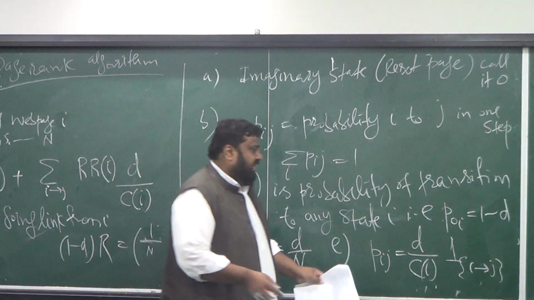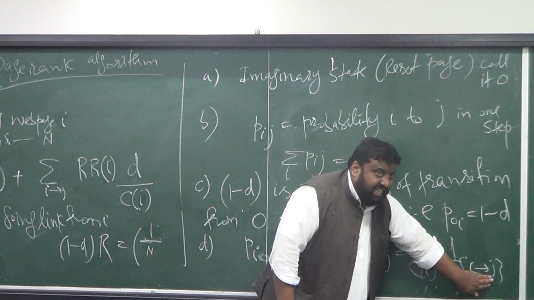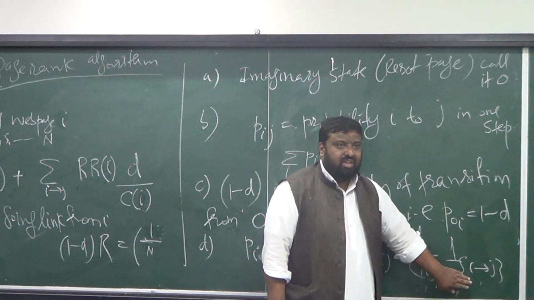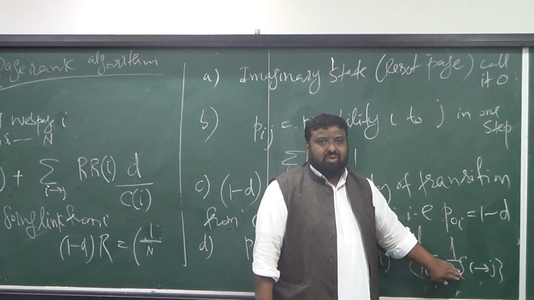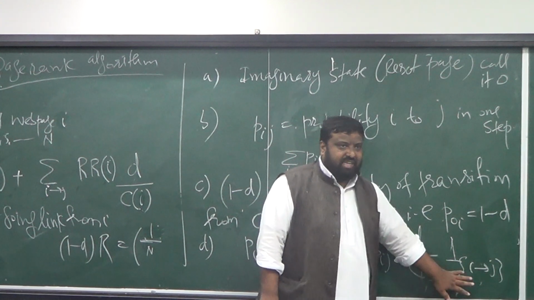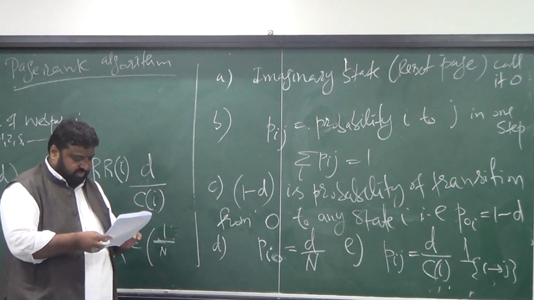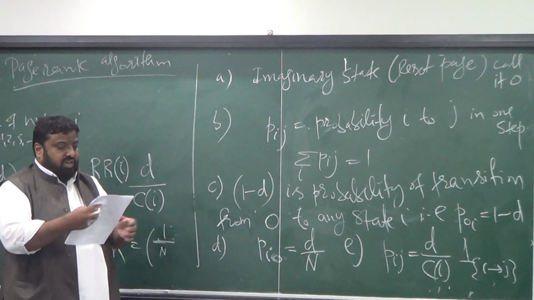So I'm just keeping this as an event actually. So i referring to j is kind of a probable or improbable event. I'm writing it imprecisely, but you understand what I'm talking about.